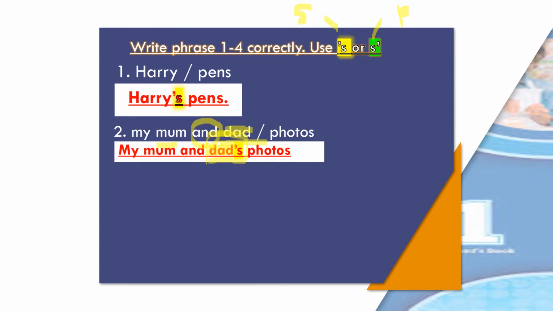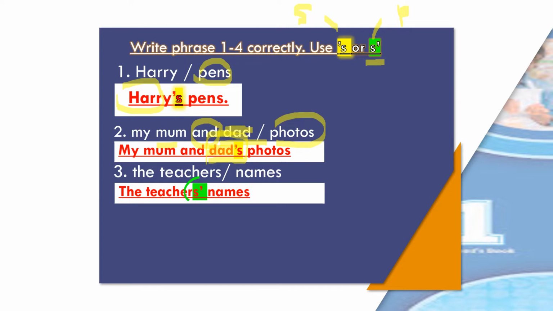But if the last one is many people, for example the teacher and students with s, then for the last one you put only the apostrophe. You need to look at the last person before the object. The object here is photos. This is the object, this is the subject. Then we have the teachers' names. The answer should be the teachers apostrophe names, because there's more than one.